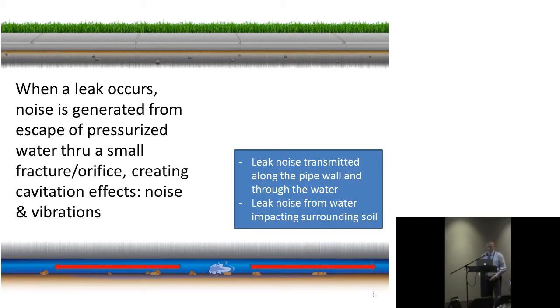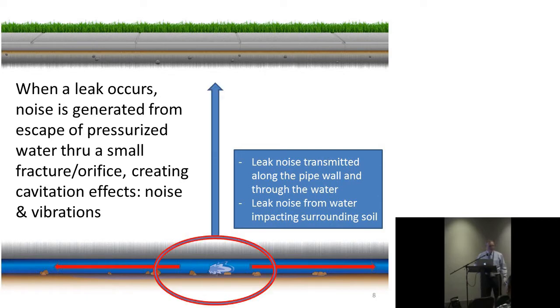Well, let's talk a little bit about when a leak occurs. So that's the types of pipes. Leaks occur in pipes. Different types of pipes have different types of leaks. But typically, when a leak occurs, there's noise generated from the escape of pressurized water through a small fracture or orifice. The tighter that crack or orifice is, the higher the intensity that happens, creating cavitation effects. There's noise and vibrations generated.